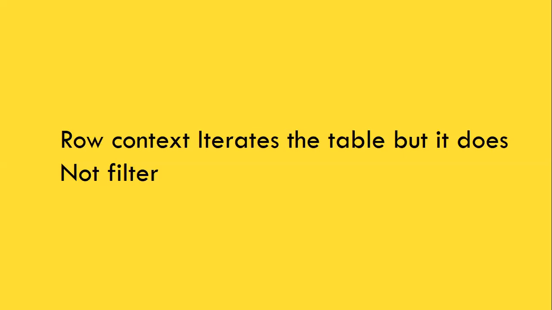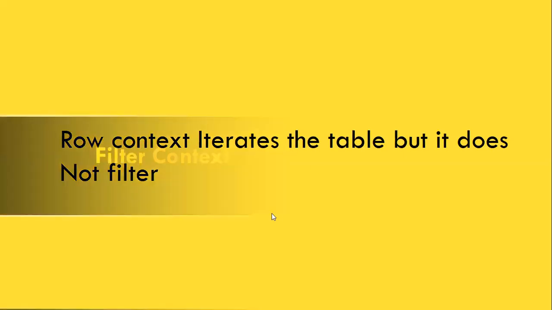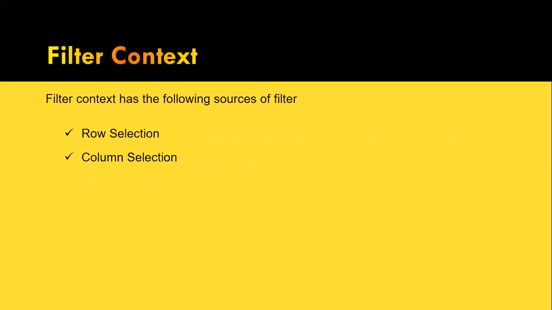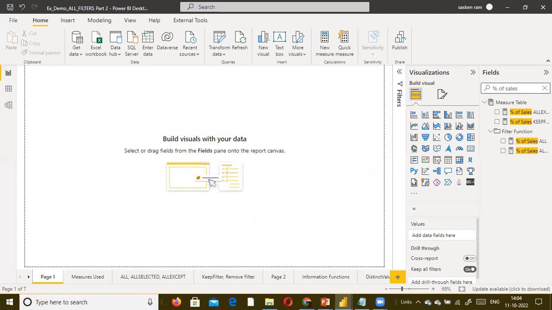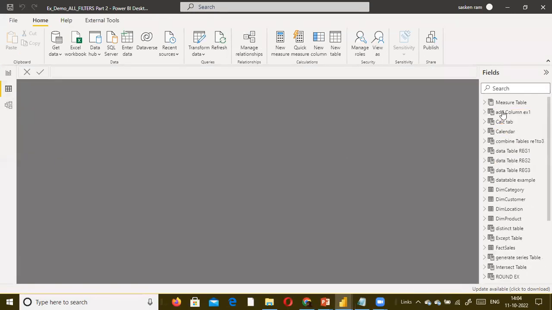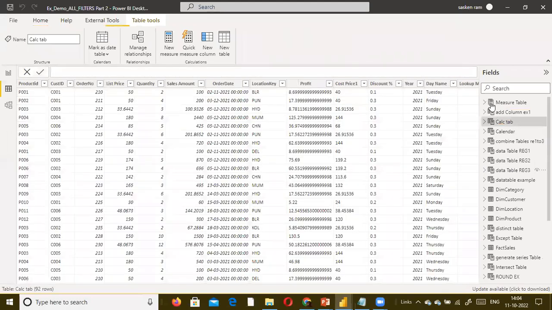Now what we will do is quickly take a look at one interesting thing. Which one? Is it possible to filter the row context with filter context? I thought of discussing it in the last session, but somehow I missed it. Let me go here and see.